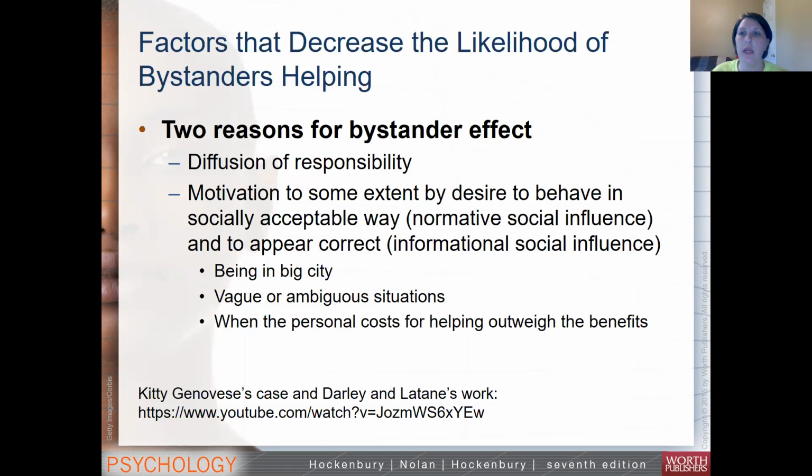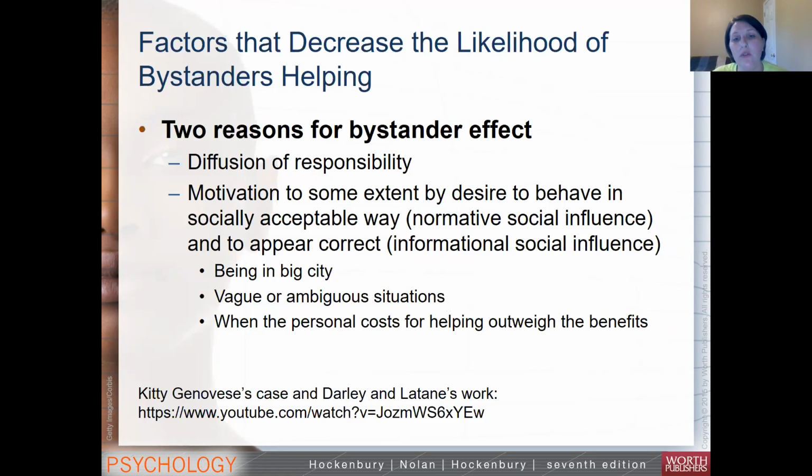Informational social influence would be, I heard a scream, but was somebody just playing outside, or was it just kids running around? Is somebody really needing help? And it turns out that people who grow up and live in big cities are a lot less likely to get help than somebody from a rural environment. One theory is that people in big cities are exposed to a lot of different sights and sounds and stimuli, so you tend to ignore things around you. So you might not even notice if somebody needs help.